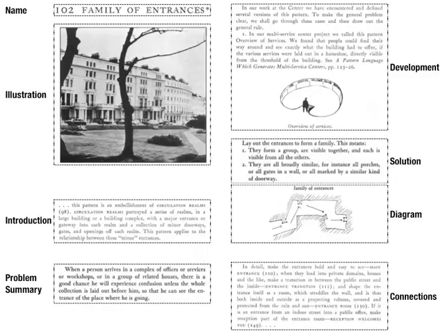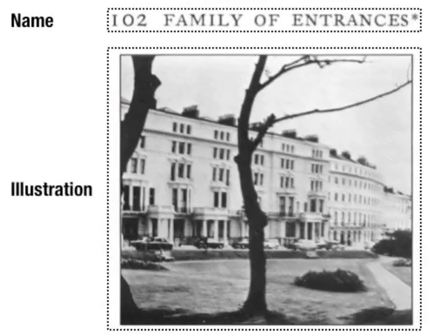Okay. So this is a complete example here. We have here first the name of the pattern. All patterns are numbered, so this one is pattern number 102, and it's called Family of Entrances. And here's a picture. You say, I get what is meant by the pattern that's labeled Family of Entrances.